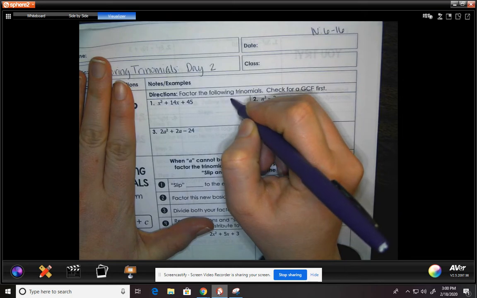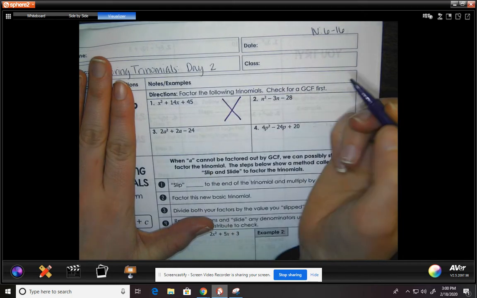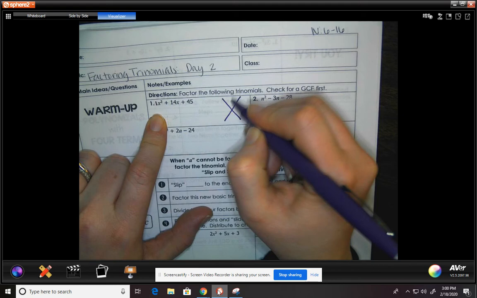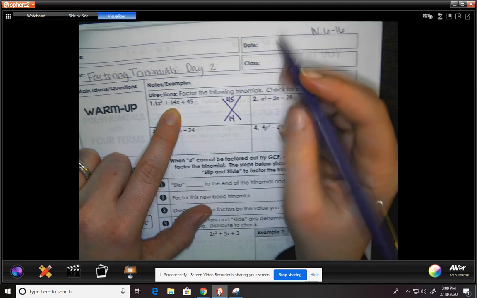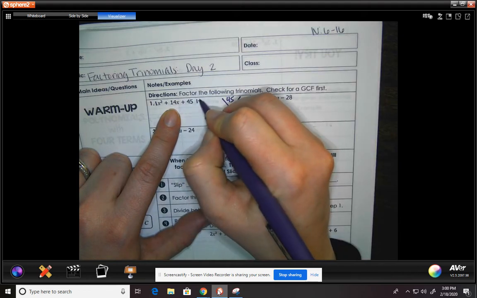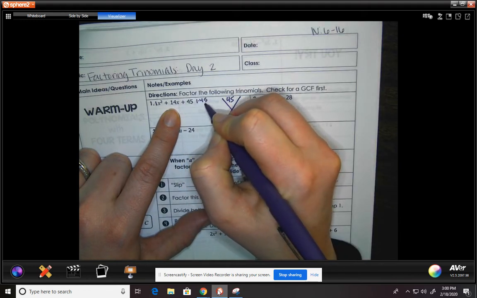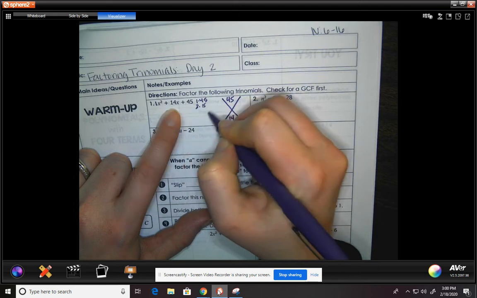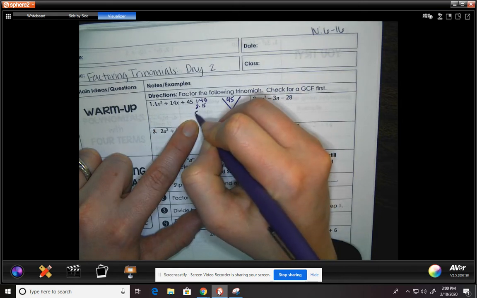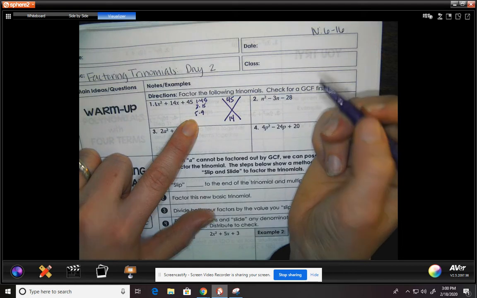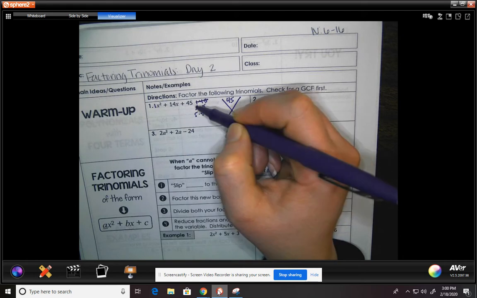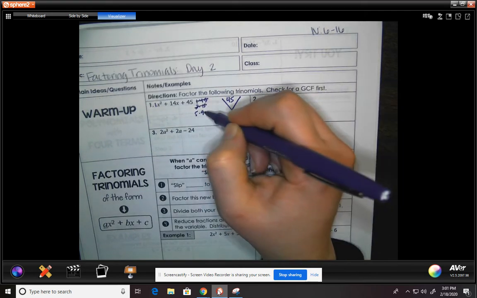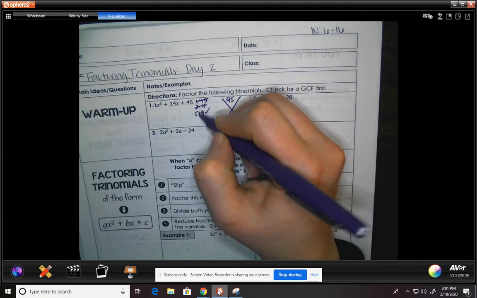I'm going to write my x over here. It'll give me more room. Okay, so 1 times 45 is 45, and then 14 has to go in the middle. So multiples of 45 would be 1 and 45, 3 and 15, 5 and 9. Okay, this adds to 46, subtracts to 44, not the number I want. This adds to 18, subtracts to 12, not the number I want. This adds to 14. So 5 plus 9 gives me 14.